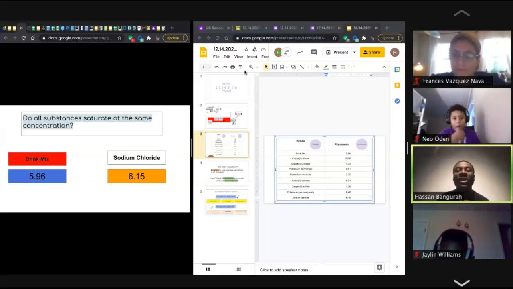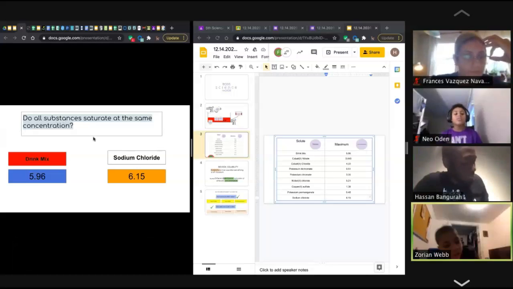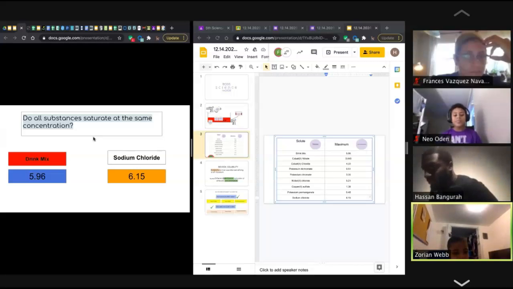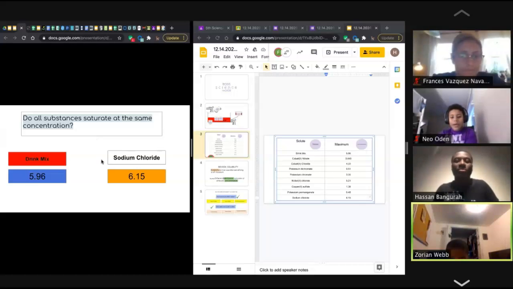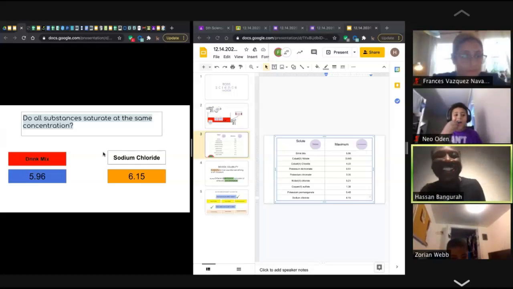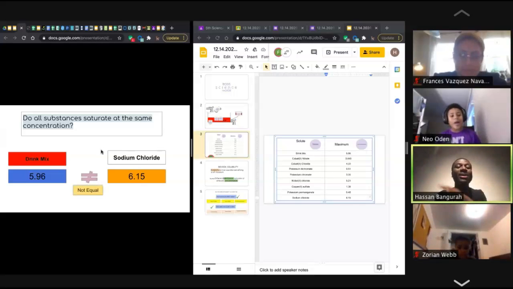Zorian. Great. Zorian, unmute. Based on the data or the table that we created, do they saturate at the same concentration? How do you know? No, because the drink mix is 5.96 and sodium chloride is 6.50. Hey, look, y'all better know these pure substances. All right. So yes, you're correct.